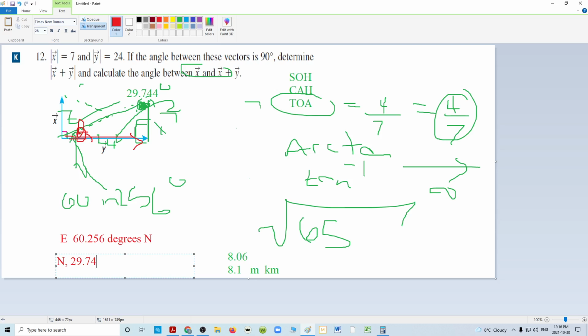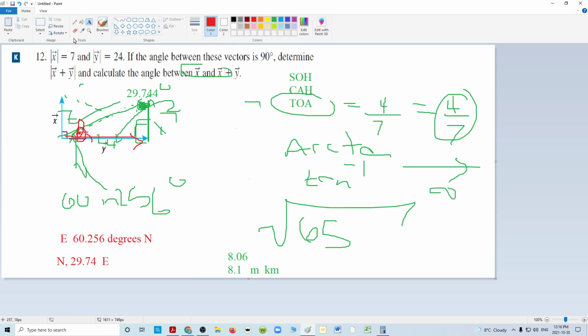Let's see, would it be to the east or to the west? It would be to the east, which means I'm going up here. And you might say, well, wait, the east is over there. How are you going 29 degrees towards the east when it's technically the west?